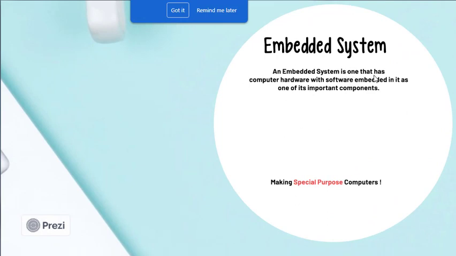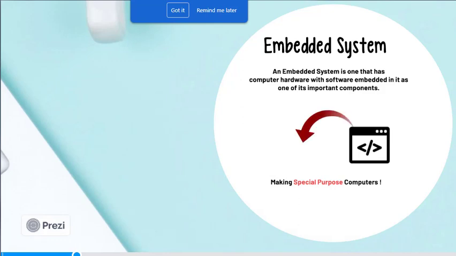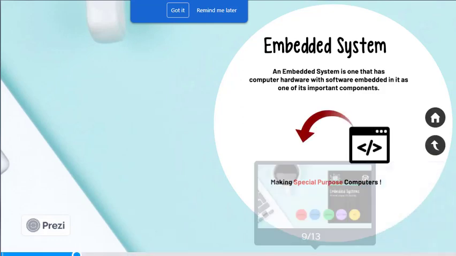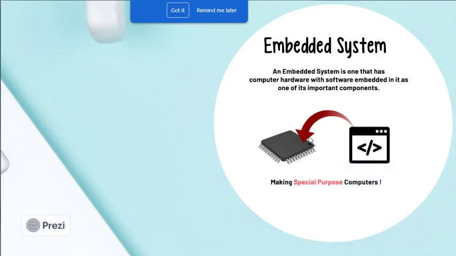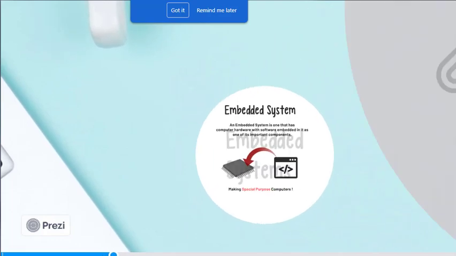As you can see here, an embedded system is one that has computer hardware with software embedded in it as one of its important components, making it a special purpose computer. As you can see here, this is the software and that is actually embedded into the hardware.